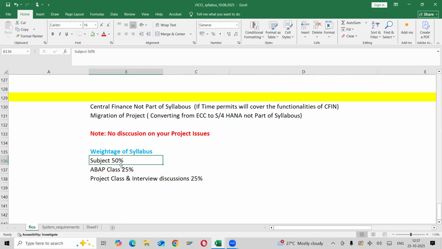Clear? So subject to weightage, again, I'm telling you, if I complete only SAP FICO, then you will have only 50% in the current market. If I know FICO in depth, then you will have only a chance of 50%. But if you have knowledge of ABAP, then your chances will increase by another 25%. And if you have project knowledge, and we are going to conduct different mock interviews, if you attend those sessions well, then another 25% chances will also increase.